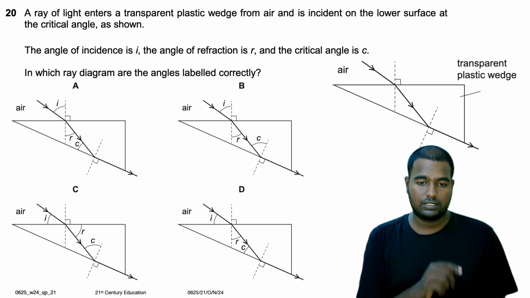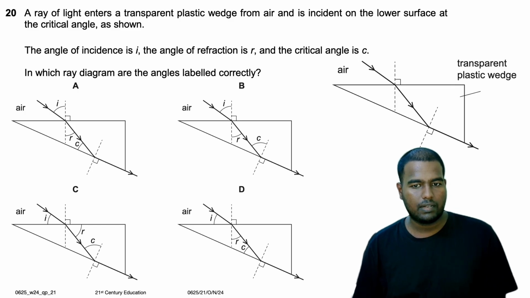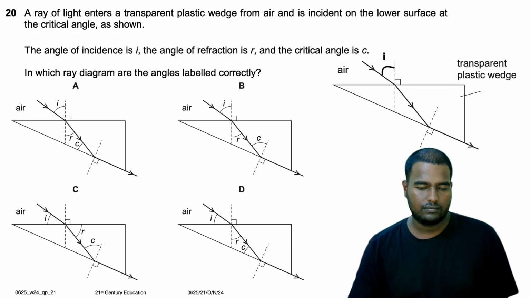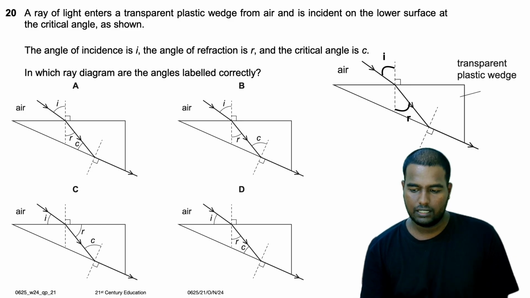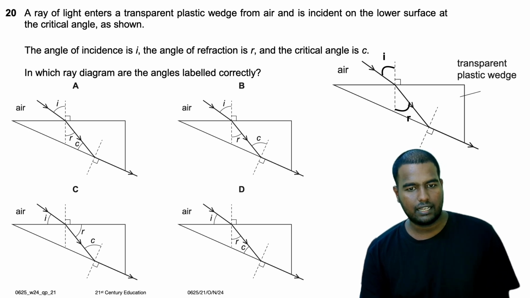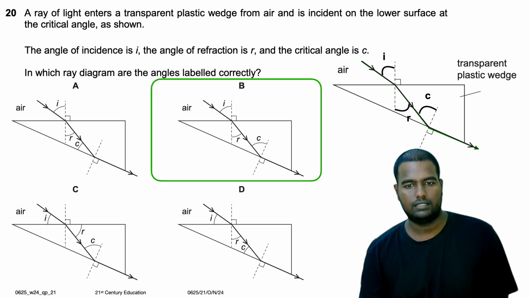Now first, it is entering from air into the transparent plastic wedge. Where it is entering, this is incident angle I. Then the opposite angle R is the refracted angle R. Now where the ray goes exactly to the surface boundary between the plastic wedge and the air, it is at the critical angle. The incident angle in that case is the critical angle. So the ray goes like this, and there it is the critical angle. Which image looks like this? Option B. Yes.